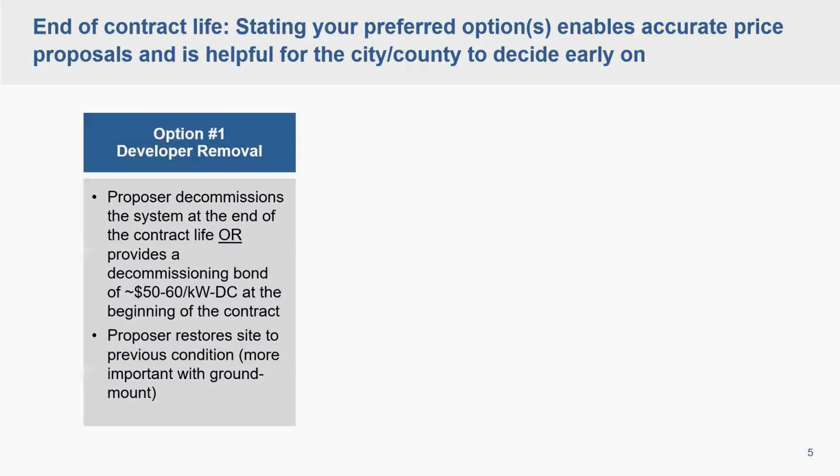So one option would just be requiring the developer to remove the system, so decommission the system at the end of the contract life. Another option could be providing a decommissioning bond at the beginning of the contract. So some options there. And also just ensuring that the developer restores the site to its previous condition. So having that stated in the RFP, which is typically more important with ground mounted, but is important with all of the types as well.